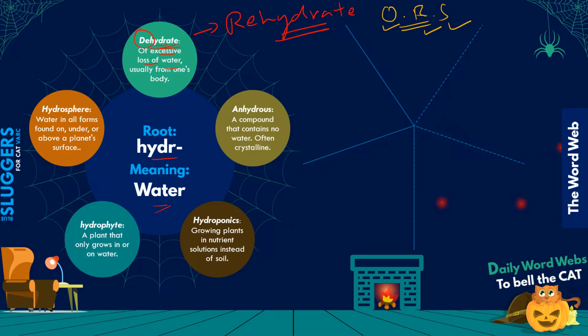Let's look at the next term, which is anhydrous, right? In chemistry, we used to hear about compounds which were anhydrous in nature, and these would generally be compounds which don't contain water at all, right? They are completely dry, and generally they will be crystalline in nature. So anhydrous, as you can see, derives from the root hydr, that means water, and an is the negative prefix here. Generally it's used for chemical compounds which don't contain any water whatsoever. Okay, so that's anhydrous for you.